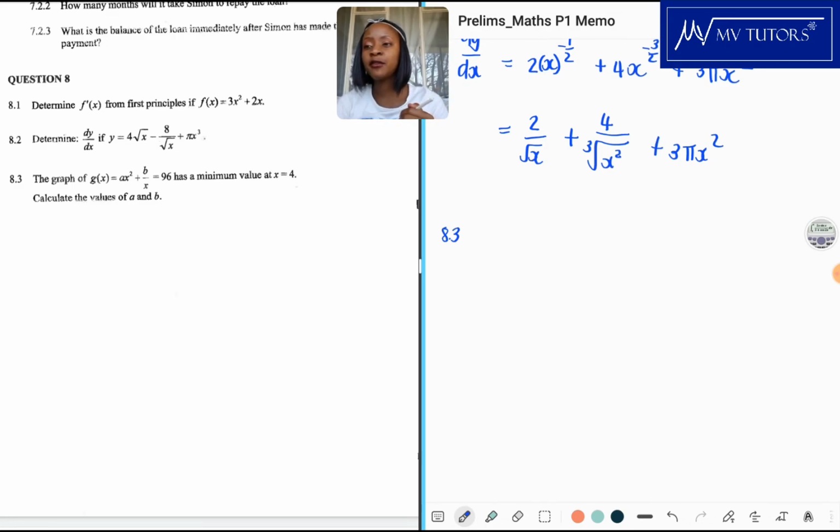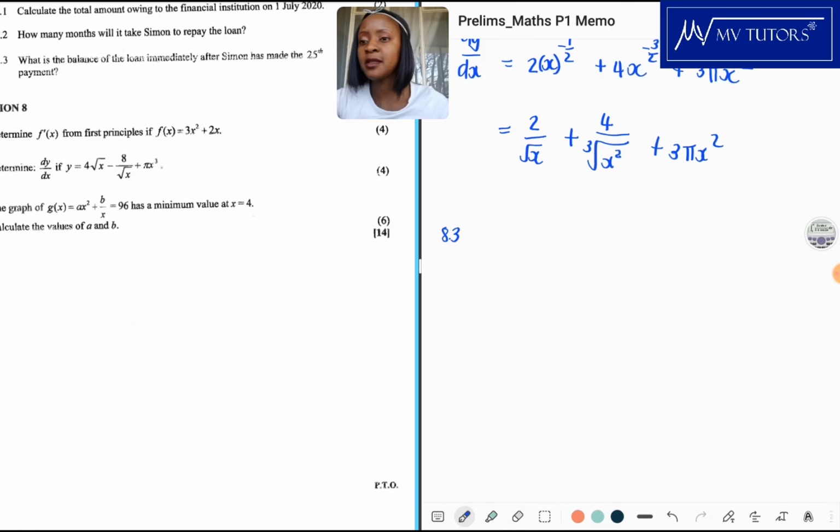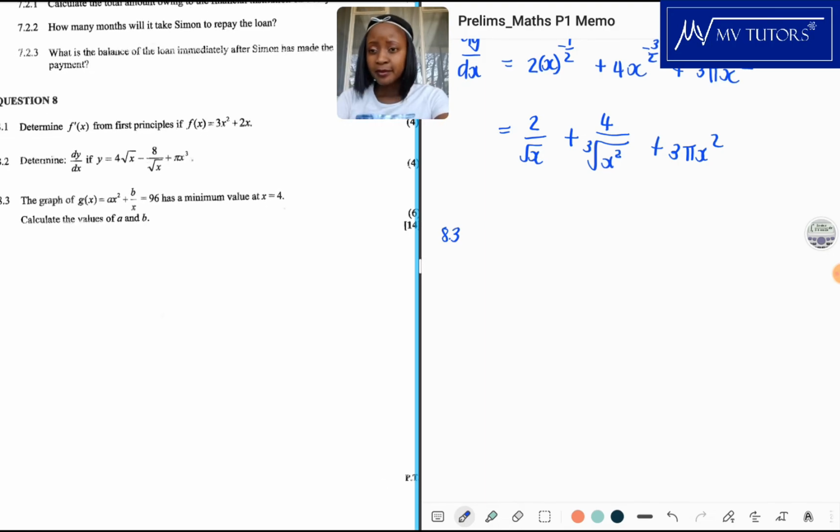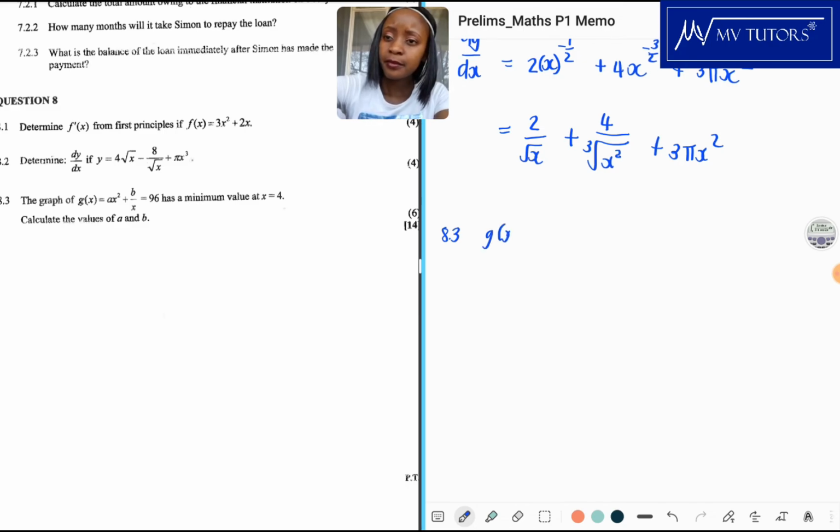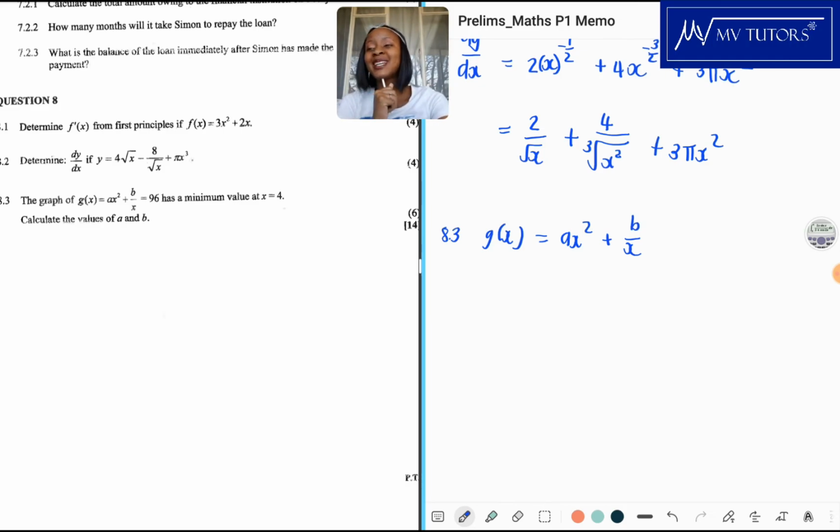Now it says calculate the values of a and b. Okay, how will I best do this? How many marks is it? 6 marks. Okay, so our function is equal to ax squared plus, what? No, this is not a parabola. We have b over x. Whoa, not a parabola, sorry. Only the ax squared part is a parabola, but b over x is a hyperbola. My goodness. Okay, so it's equal to 96 and has a minimum value at x is equal to 4.